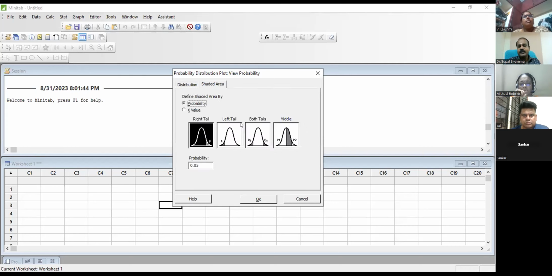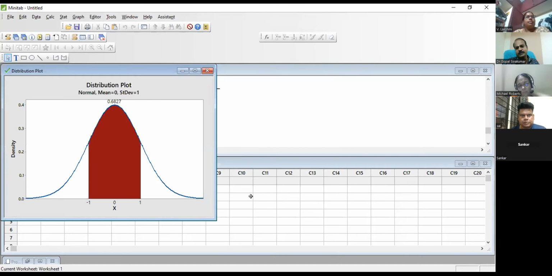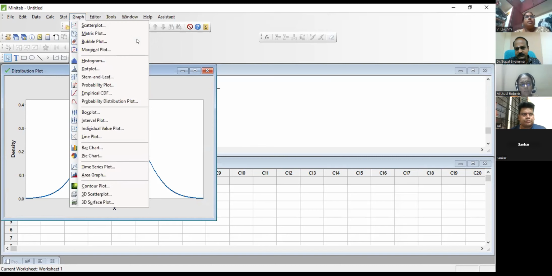Shaded area. Now I want the area between 2 points, so I choose the last one, between, middle. Now I want to give the x value. If I give -1 here and +1 here, what do you think the area will be between the points -1 and +1? 68.27. Very good. That is what you are seeing here in the graph. Minitab has produced it for you. If you know how to produce this, you can produce the normal distribution curve with the probability between any 2 points, not necessarily -1 and +1.